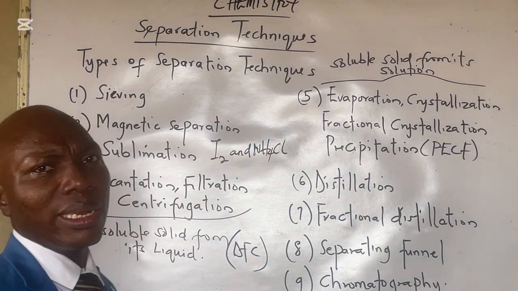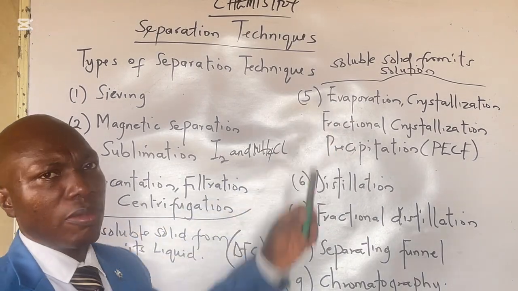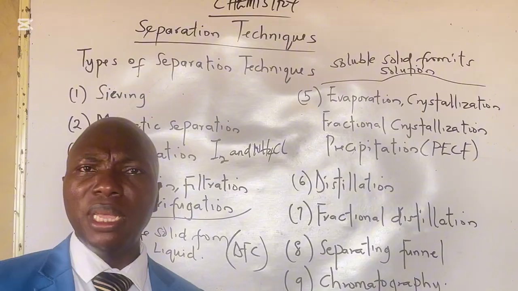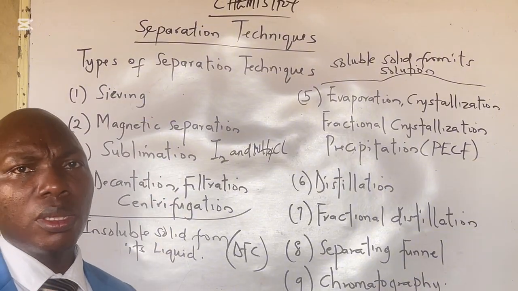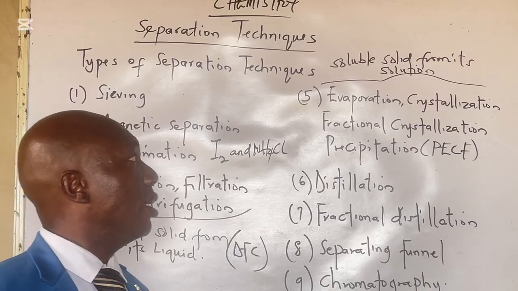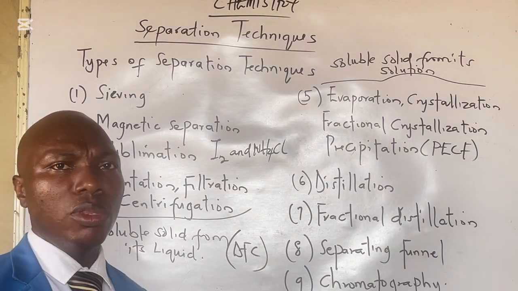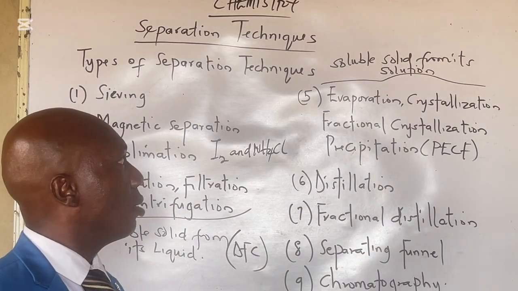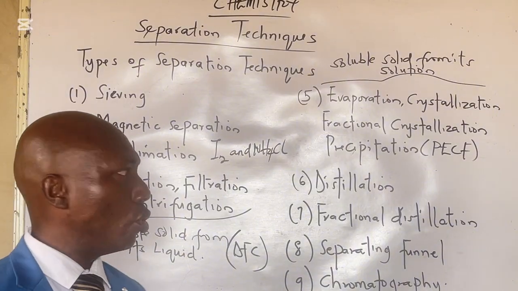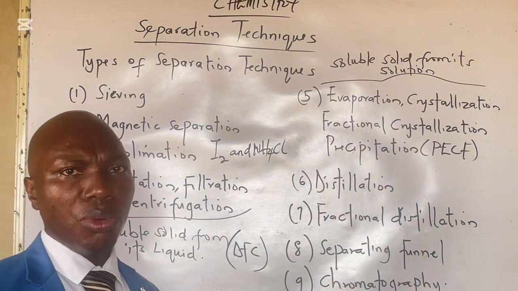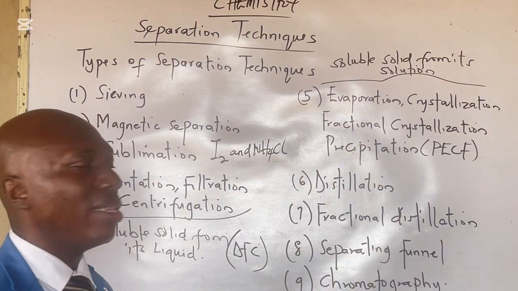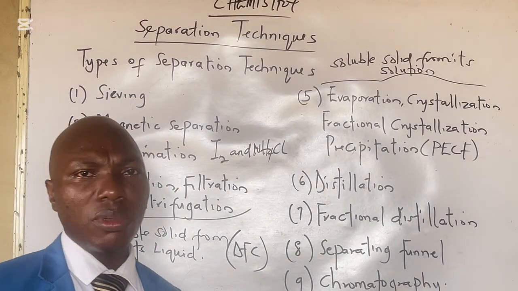Let's take the first one, which is evaporation. Evaporation is used in the salt making industry. When you have the salt solution, how do you obtain the solid, that is the salt, from the solution? You use what we call evaporation. Another one is crystallization.